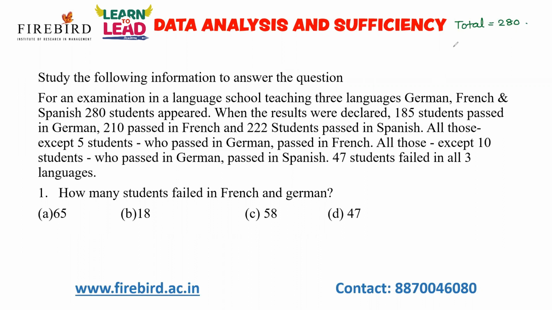And when the results were declared, 185 students passed in German. So let us draw a Venn diagram. This is a question based on Venn diagram. 185 students passed in German, so just take it as German. And there are 3 languages, German, French and Spanish. So how many students passed in German?